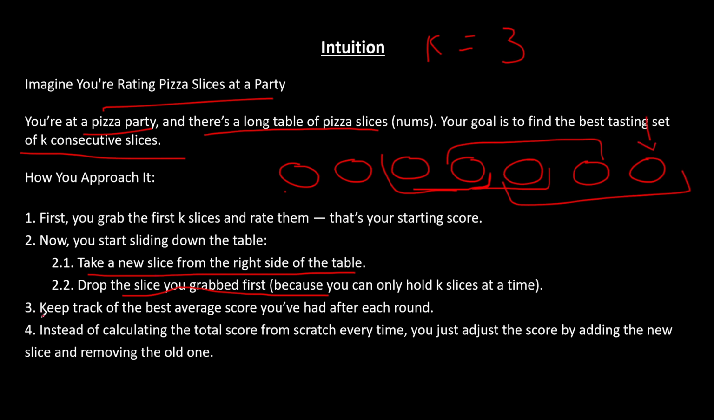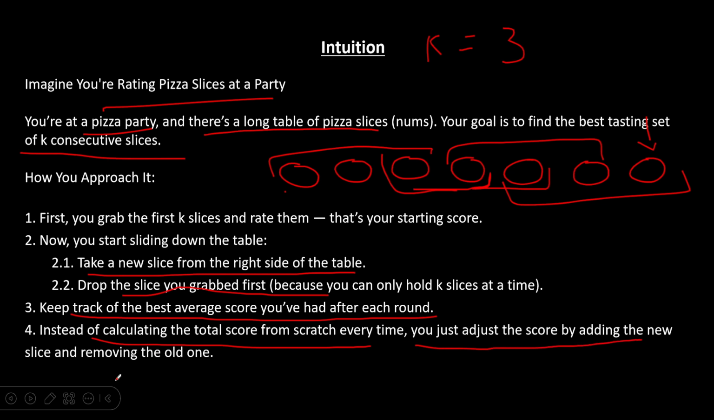Now, when you are taking the slice, keep track of the best average score you have ever had in each round. That's the thing. When you are in this k equals 3 subarray, you have to take this average. Then you just add one more slice to it and remove the first slice from your hand. Now, instead of calculating the total score from scratch every time, which you were doing just before this, you just had to adjust the score by adding the new slice and removing the old one.